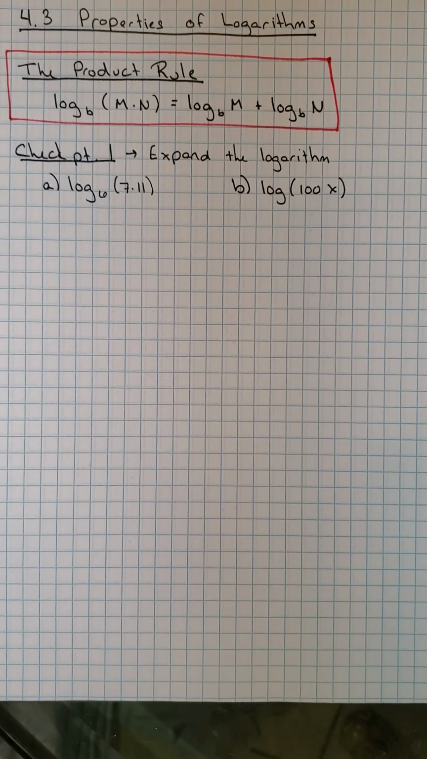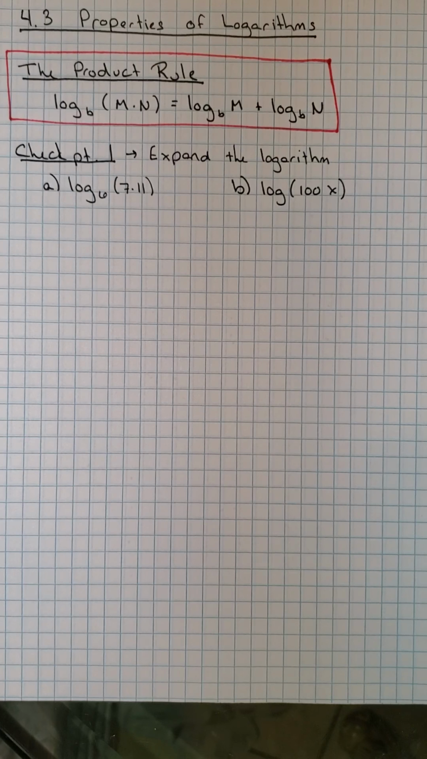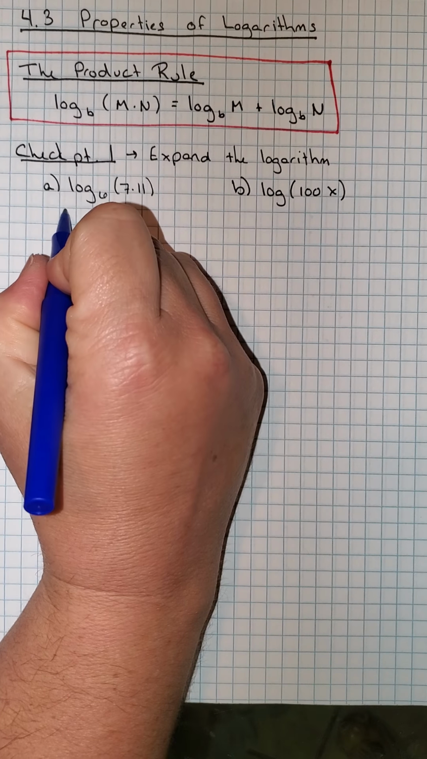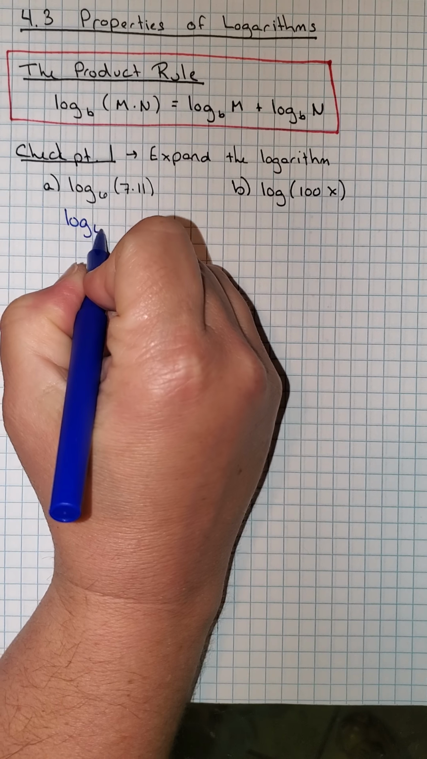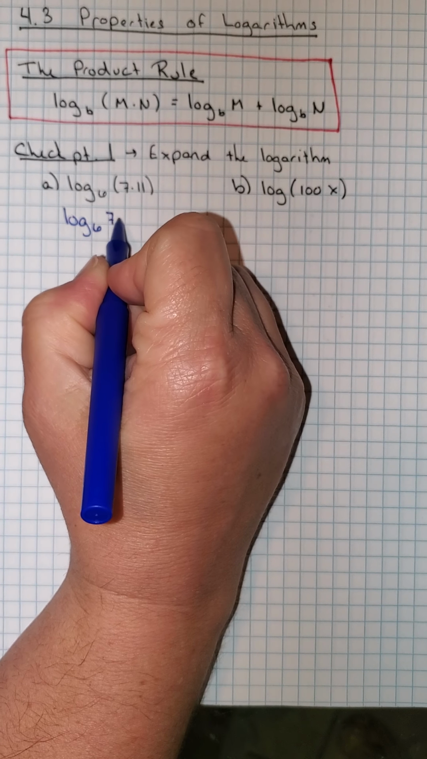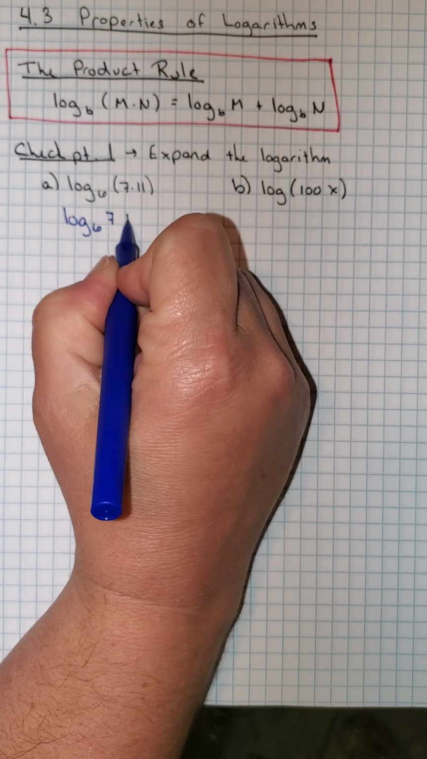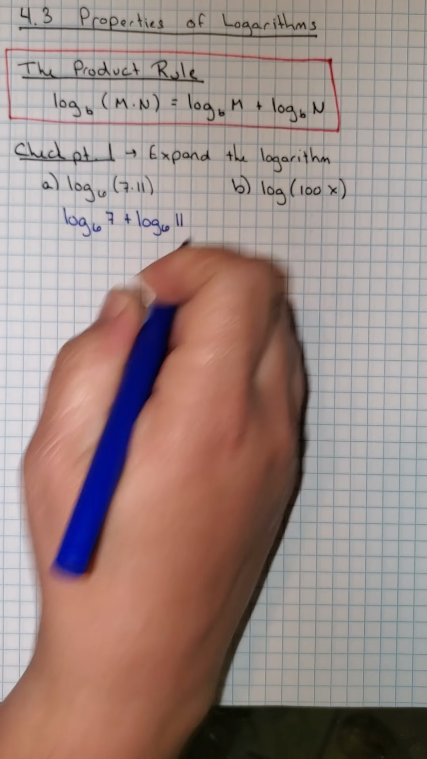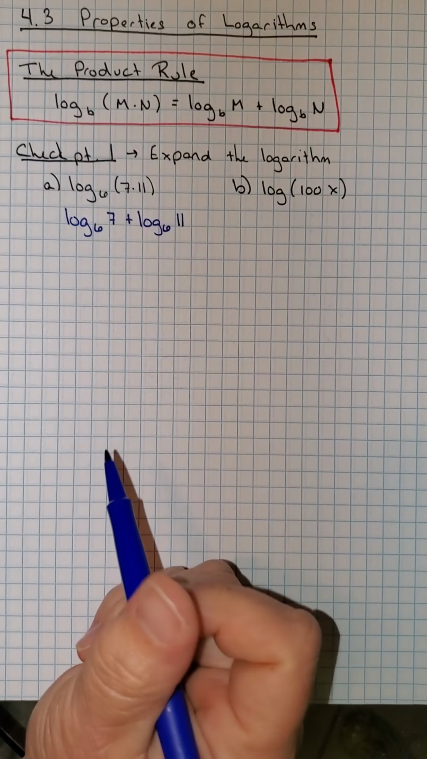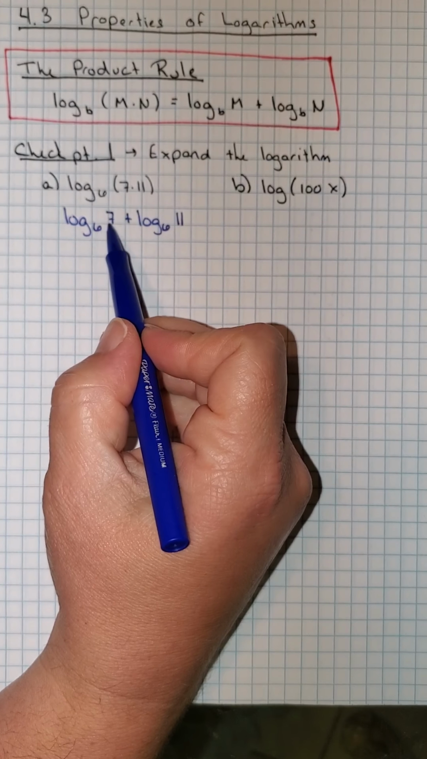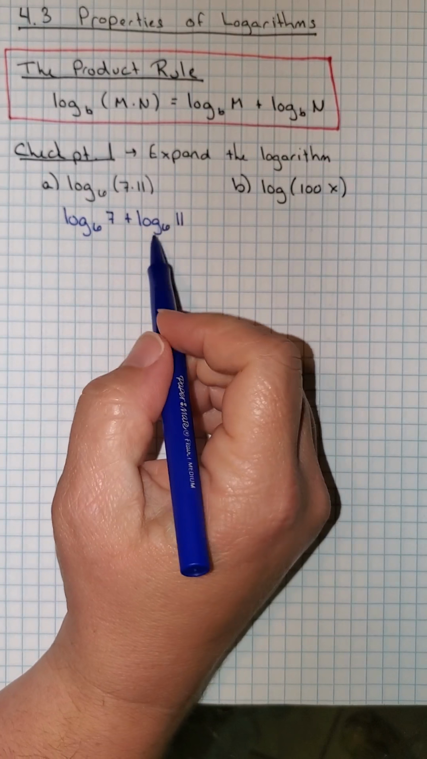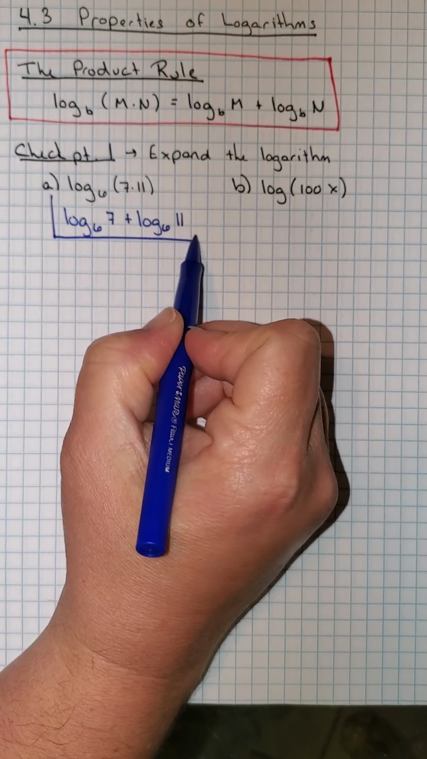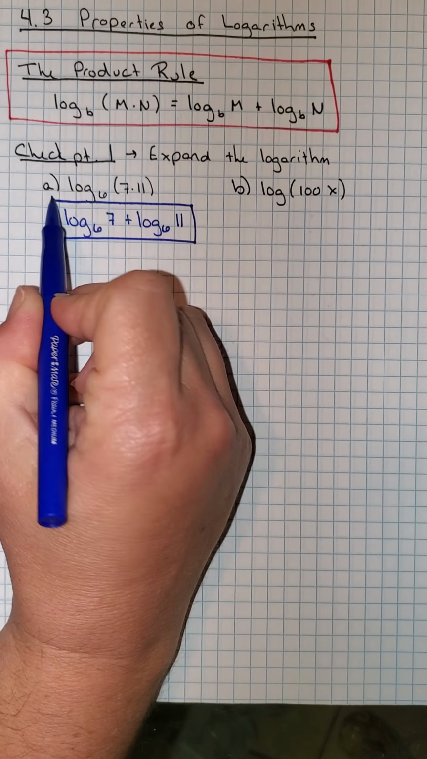So on A, you can definitely tell there are 2 things being multiplied. You have the 7 times 11. So we'll split that up. They each both have to be log base 6. So log base 6 of 7 plus log base 6 of 11. And then if you could evaluate those, you need to. Like, could you raise 6 to a power to get 7? Not nicely, so no. 6 to a power to 11? Not nicely, so no. This is your answer. Let's expand it out.